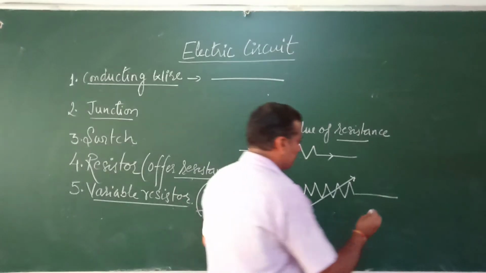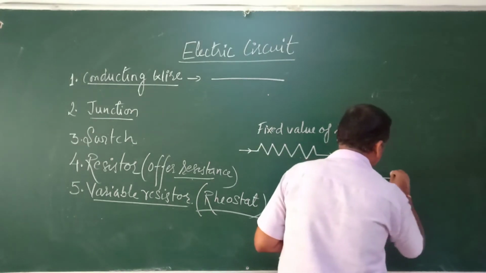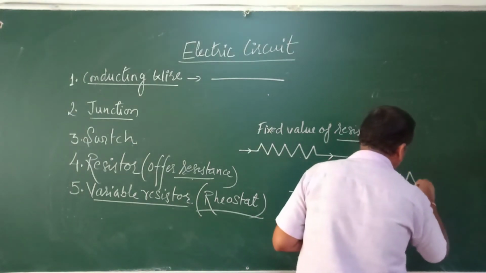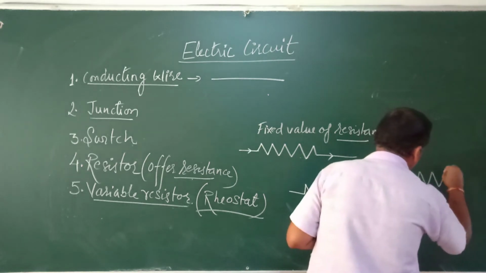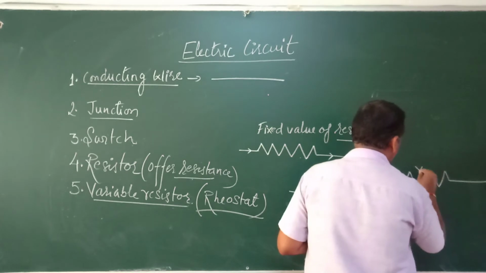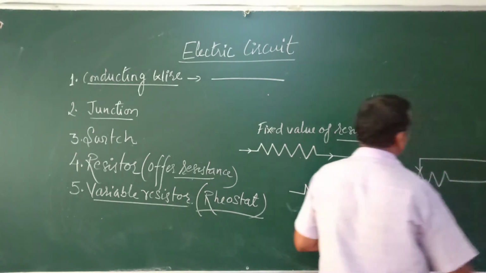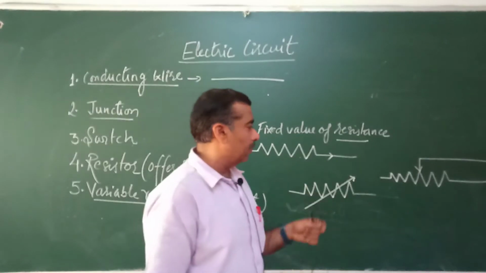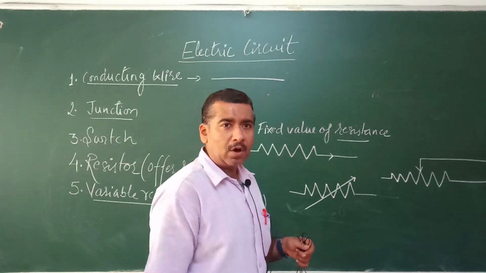Now there is another method of showing a variable resistor or a rheostat. Once again, first we have to make a fixed resistor, and then we have another. Okay, so this is once again a symbol for variable resistor or rheostat.